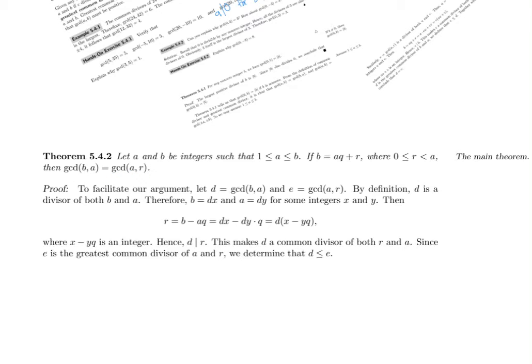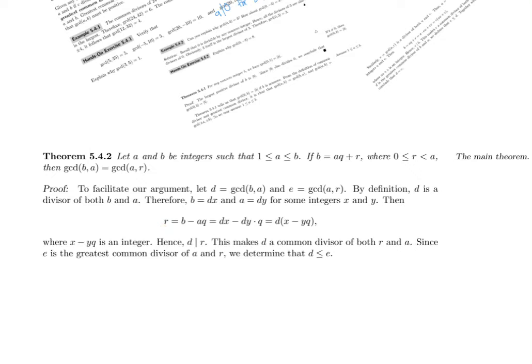This is probably the most central theorem of this section. So just so we don't have a ton of letters floating around for the proof, we're going to call GCD of a and b d, and we're going to call the GCD of a and r e. d is necessarily a divisor of both b and a because it's the greatest common divisor. That means we can write b as d times some integer and a as d times some integer, and those integers respectively are x and y for the sake of this proof.